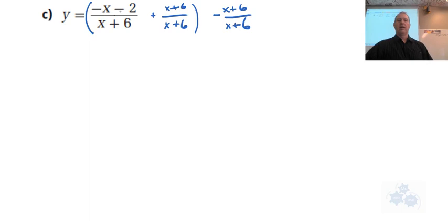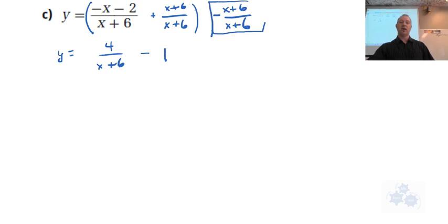4. Okay, we get negative x plus x is 0, so we got rid of our x's there. That's kind of nice. And then we've got negative 2 plus 6 is 4. So this gives us 4 over x plus 6. Okay, and what is left over here? Minus x plus 6 over x plus 6, which actually is? Minus 1. That's smart. Now this works if you can get rid of your x's here. It does provide for a constant, and so that's a positive 1.